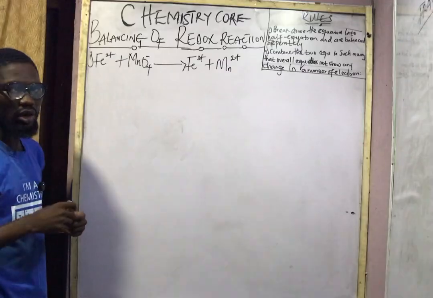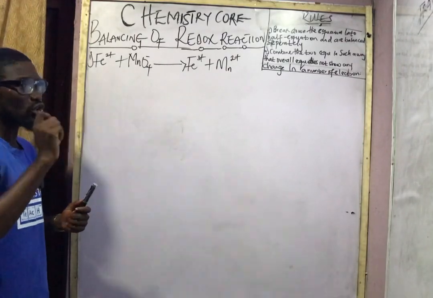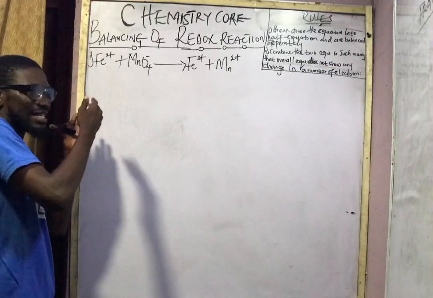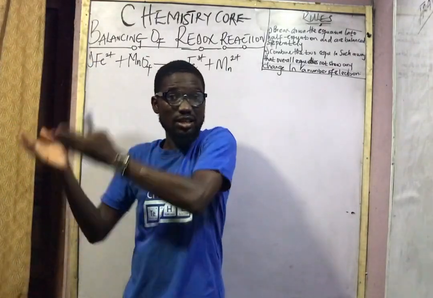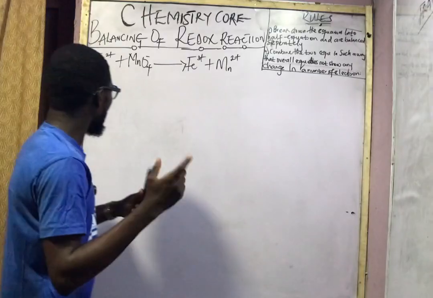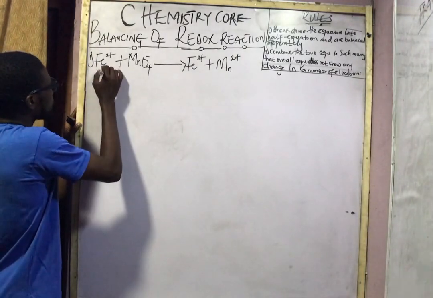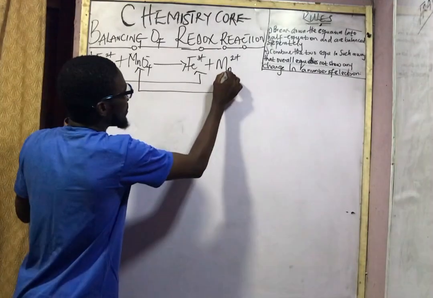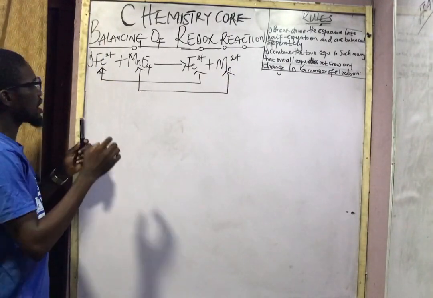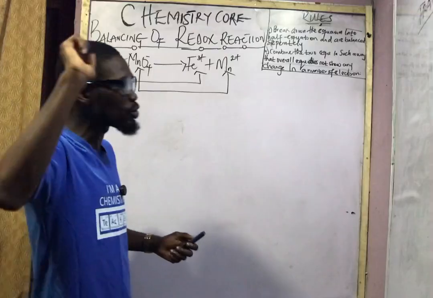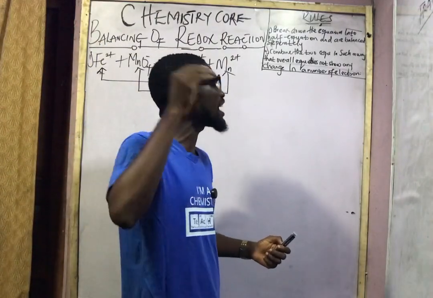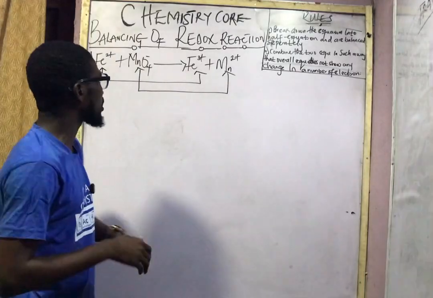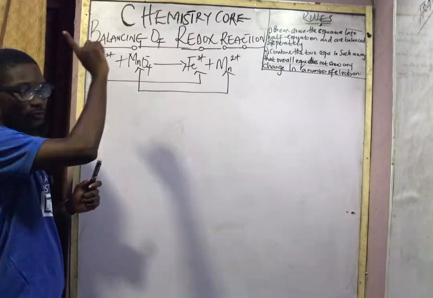Looking at what we have on the board, the first thing you need to do is to be able to identify what we have at the reactant side as well as what you have at the product side. Are you with me now? So guys, we do that. So for this, I have this. I also have this. Are you with me now? So guys, let's take a look at the first rule: break down the equation into half equations and balance them separately. Now, we are going to that first rule.